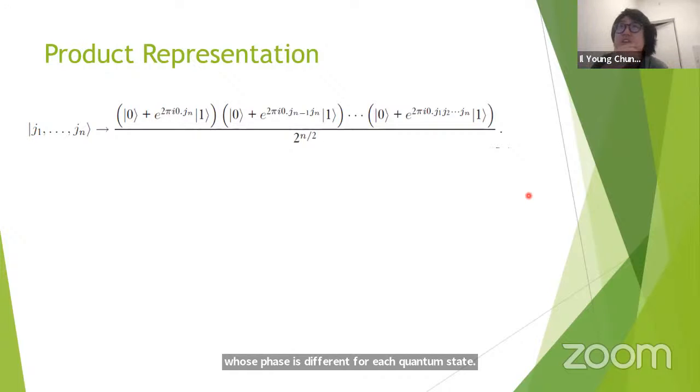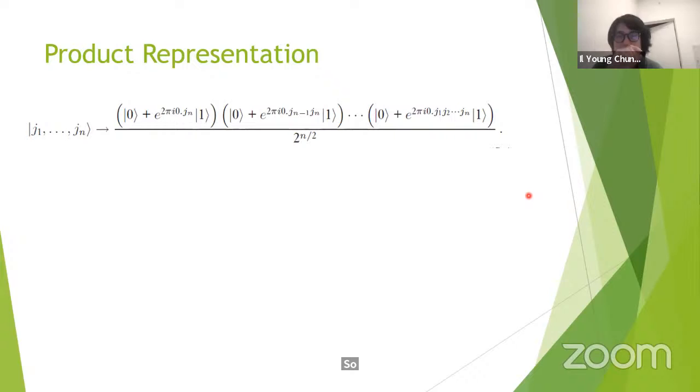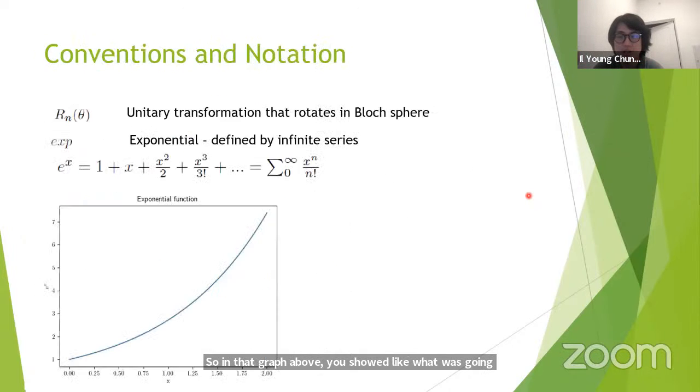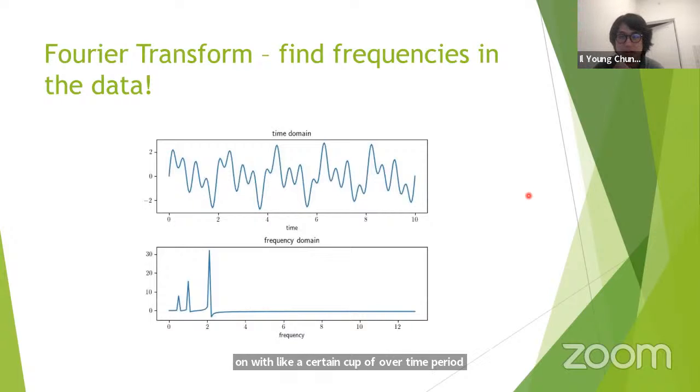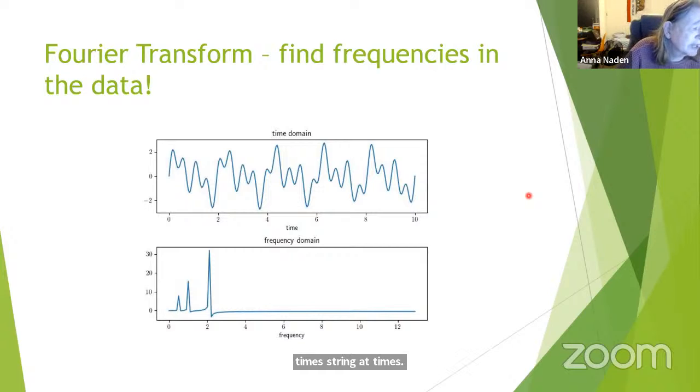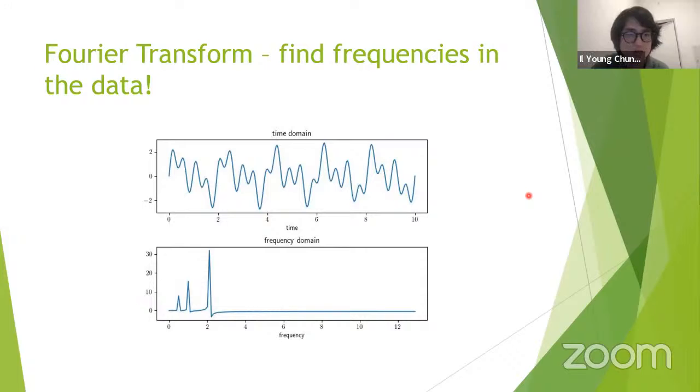So I guess that's like the gist of it, right? Like the Fourier transform. So in that graph above, you showed what was going on with a certain qubit over a time period. And then the transform literally just takes that graph and converts it into the number of, like, frequency. So the number of times something has come up multiple times during that time sequence. It's the inverse of the period, the inverse of the separation that you have for the sequence to repeat itself. Okay, I see.